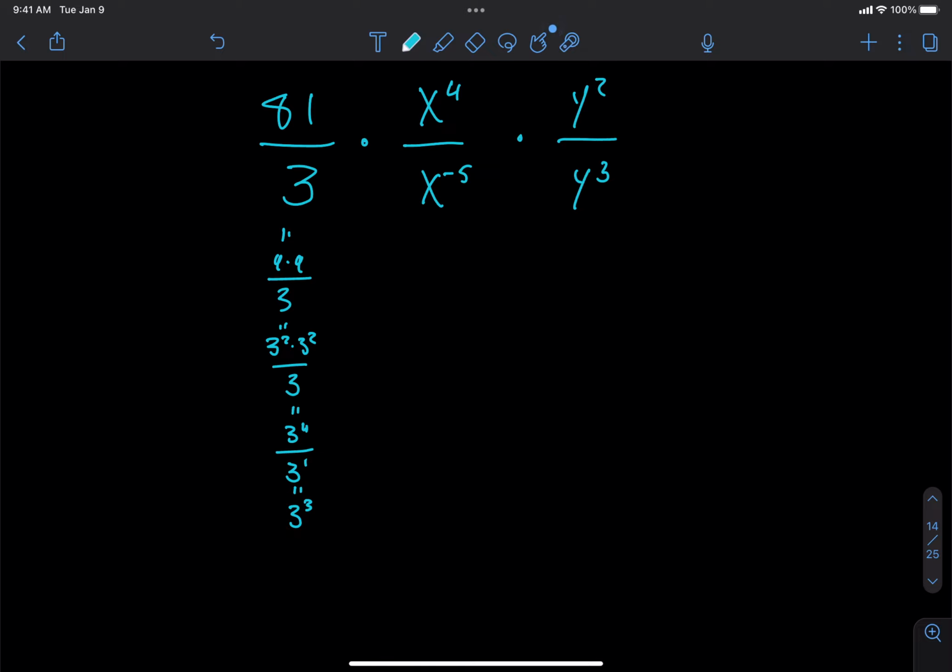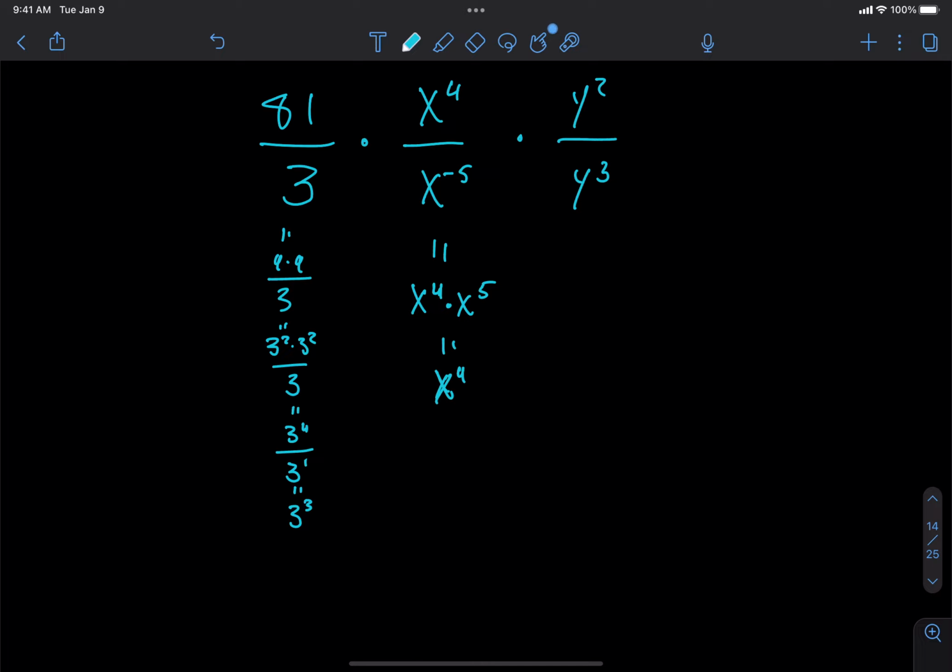Okay? Now let's talk about how to handle x to the 4 divided by x to the negative 5. Since I have a negative power in the denominator, I can move this to the numerator as a positive power. I'm going to rewrite this as x to the 4 times x to the 5th. Because this is like dividing by a fraction. Dividing by a fraction is the same as multiplying by the reciprocal. So that's how I get this up to the numerator. And then I get x to the 9th.